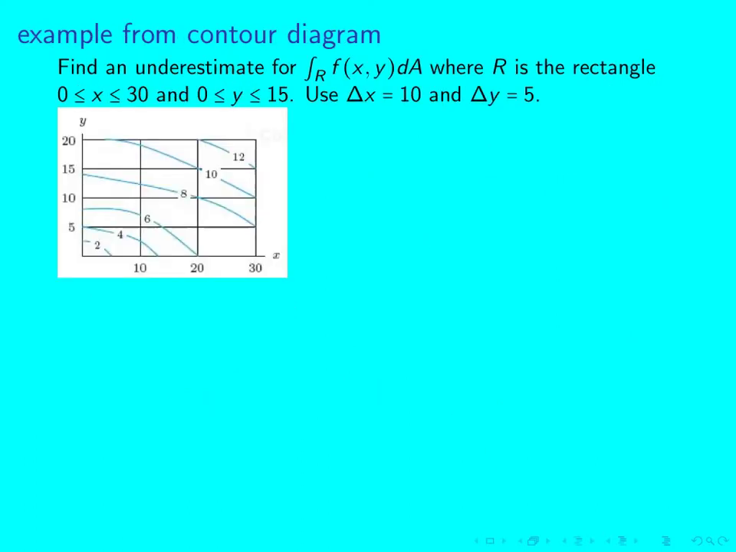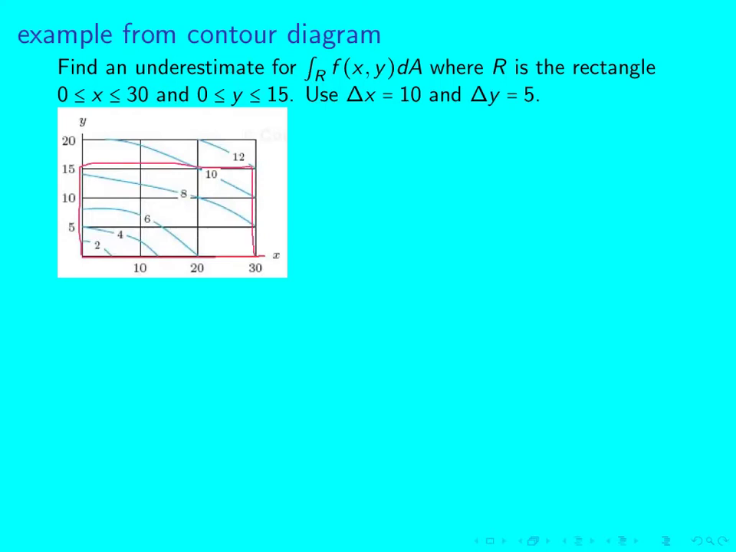This final example is much like the first example that we had, only there's a contour diagram instead of a table of values. But the question is to find an estimate for the definite integral over the region R of f of x. And let's think about the region and read it carefully. So it says the region is the rectangle that goes from x equals 0 to x equals 30, and then goes from y equals 0 to y equals 15. So it only wants me to use part of this picture.